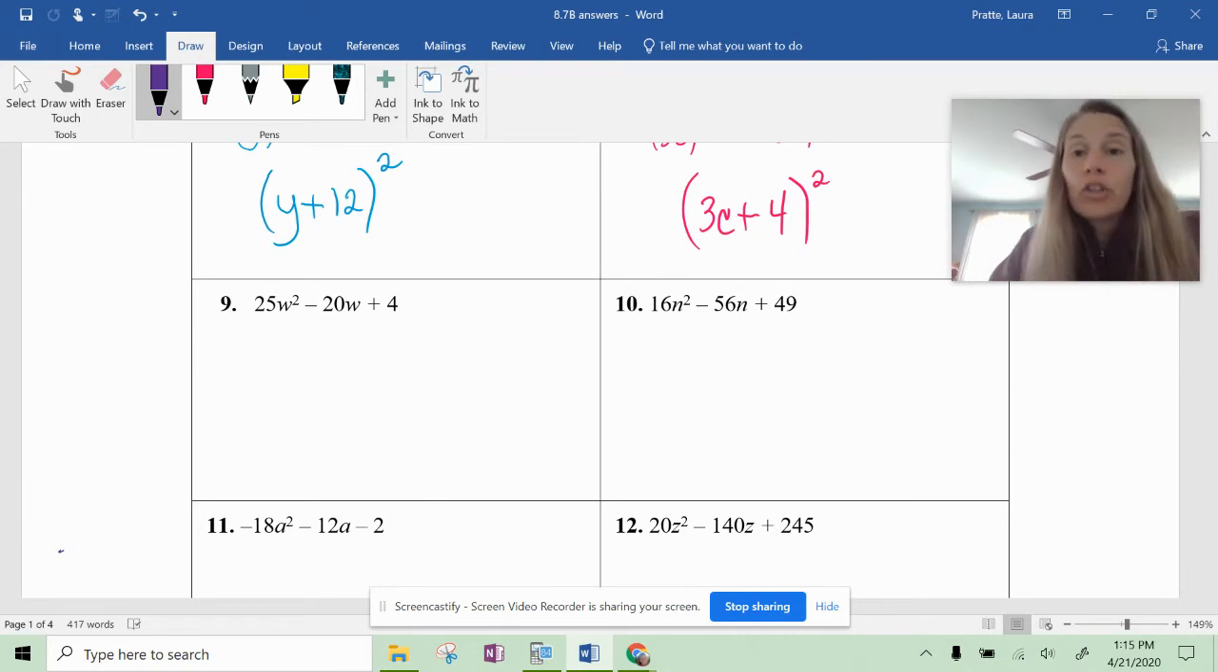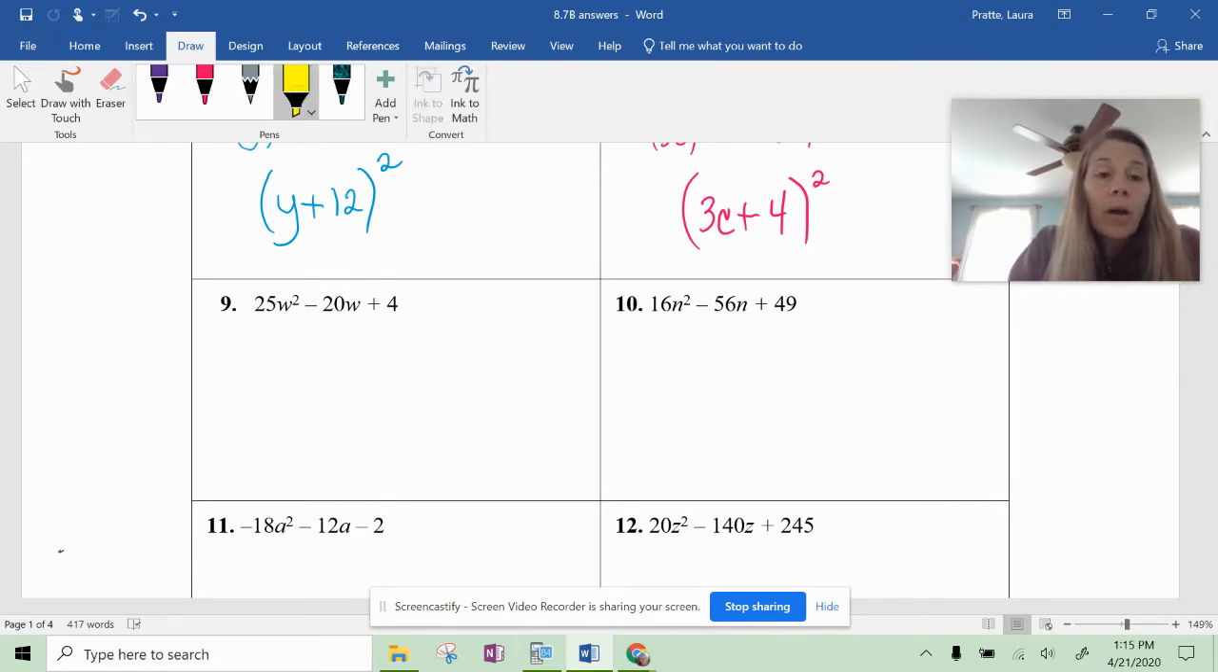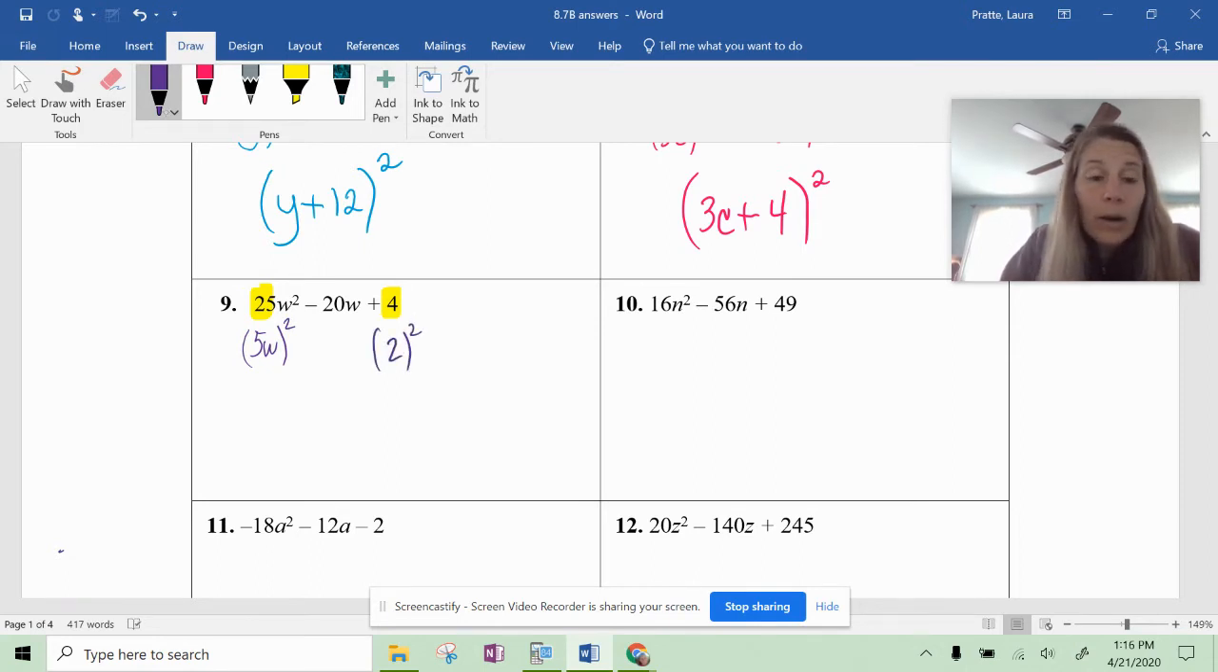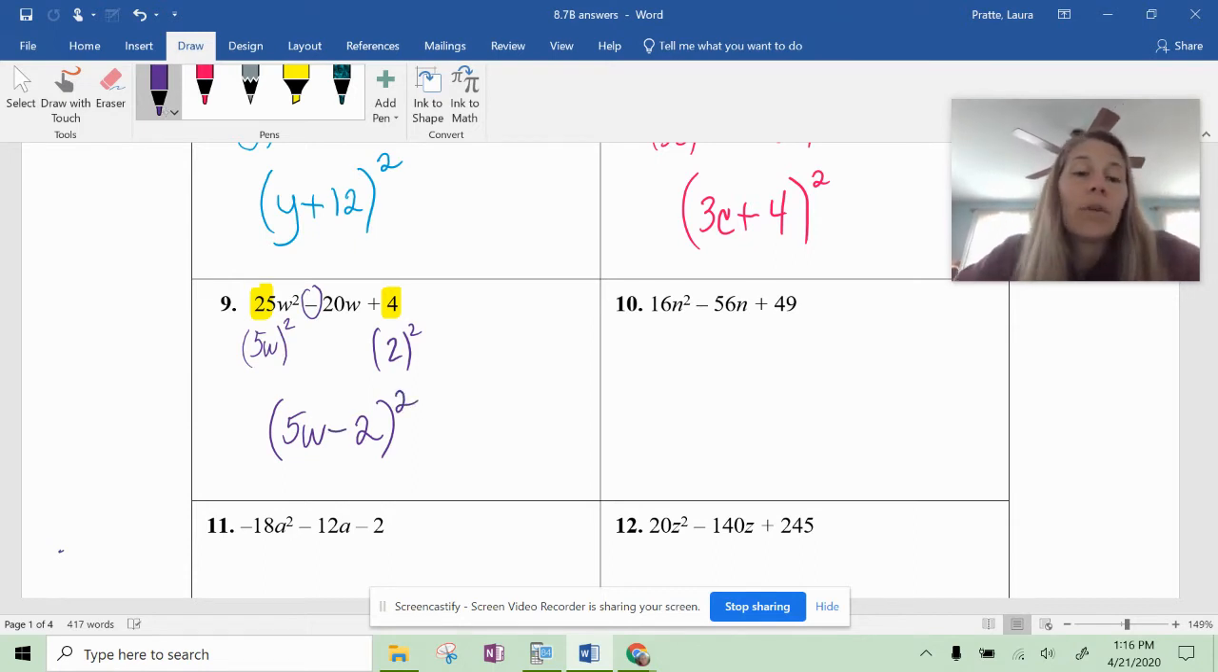Okay, again, checking for the GCF first every single time. You don't want to forget that step. It's very important, but there's no GCF here. 25 and 4 are perfect squares. So what are the roots of those? Well, 5 times 5 is 25, so that's really 5 squared. And 2 times 2 is 4, so that's really 2 squared. So in my parentheses, I'm going to write 5w and 2, and this is a minus, then squared. So 5w minus 2 squared.